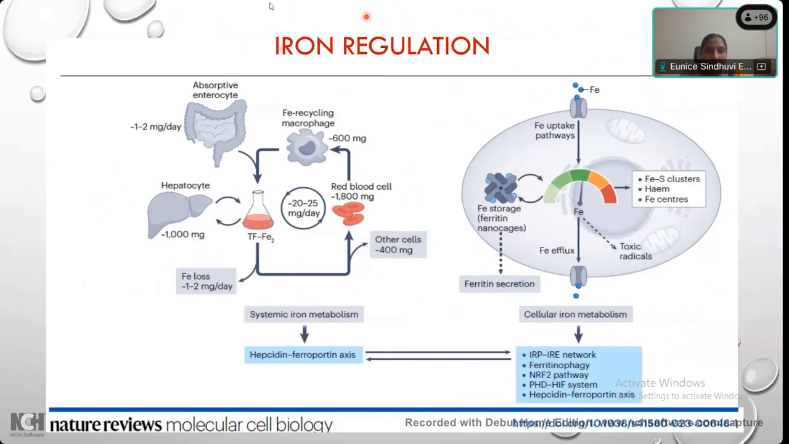So how is this iron regulated? Iron regulation is a one-way regulation. What I mean to say is iron is regulated only at the absorption stage, because it cannot be controlled at the iron excretory stage. And iron regulation can happen at the cellular level through various mechanisms and at the systemic level. So both the cellular and systemic iron regulation mainly happens through the hepcidin-ferroportin axis. And now we will see the cellular and the systemic iron metabolism, how they are regulated.